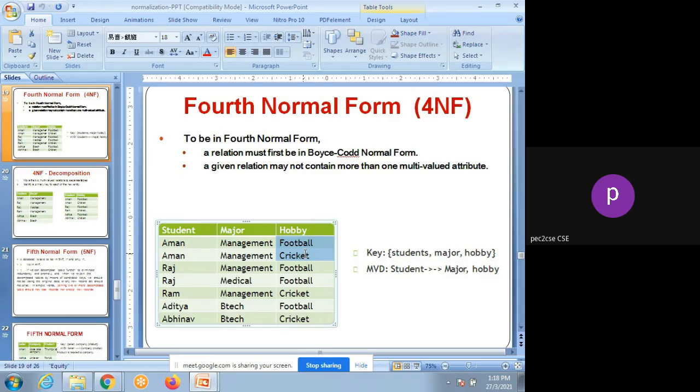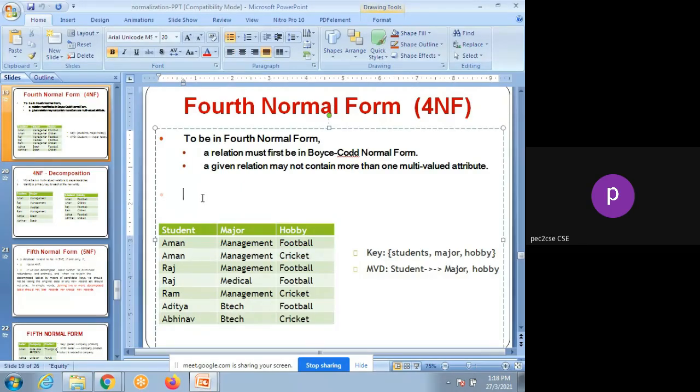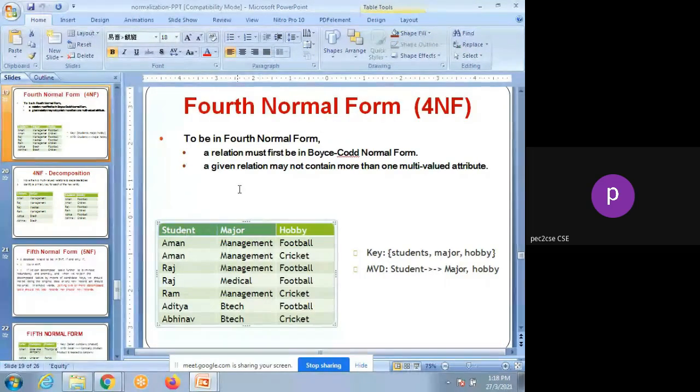So it is violating the fourth normal form. So we have to decompose the table. How can we decompose the table? I will decompose this table into tables which contain only one multi-valued attribute. So how can I make that? One table contains student and major. Another table contains student and hobby.